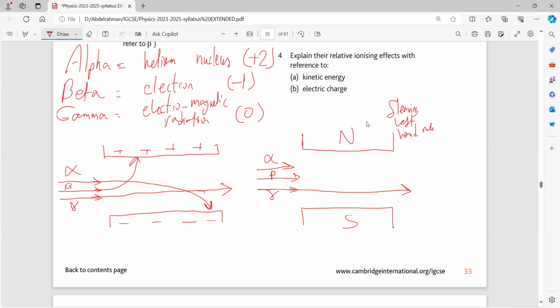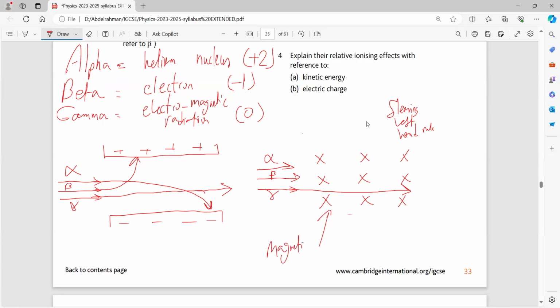The alpha we consider to be the current in the Fleming left-hand rule. Let me draw it in an easier way. I'll draw the magnetic field into the paper. These X's mean that the magnetic field is directed into the paper.